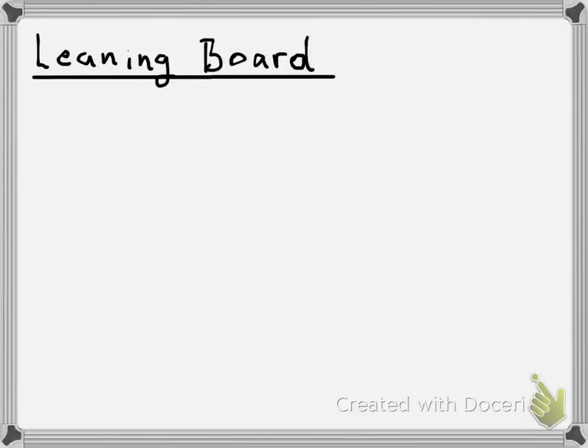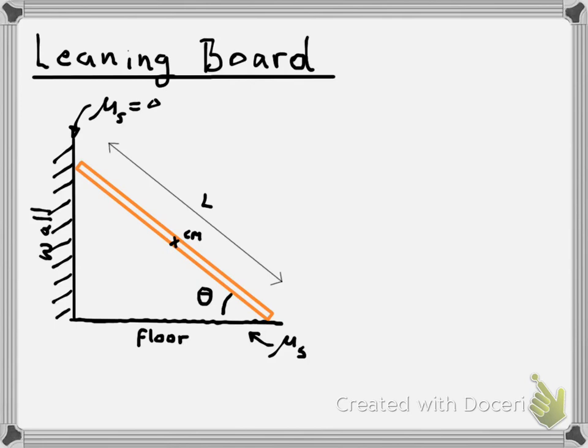All right, let's take a look at a popular problem in many physics books, which is the problem of a leaning board. The problem has a plank or a board or a ladder that is on the floor and leaning against the wall. There is friction between the board and the floor, described by a coefficient of static friction mu sub s. There is no friction between the board and the wall, so those two surfaces have a mu sub s equal to 0. The board has a length L.